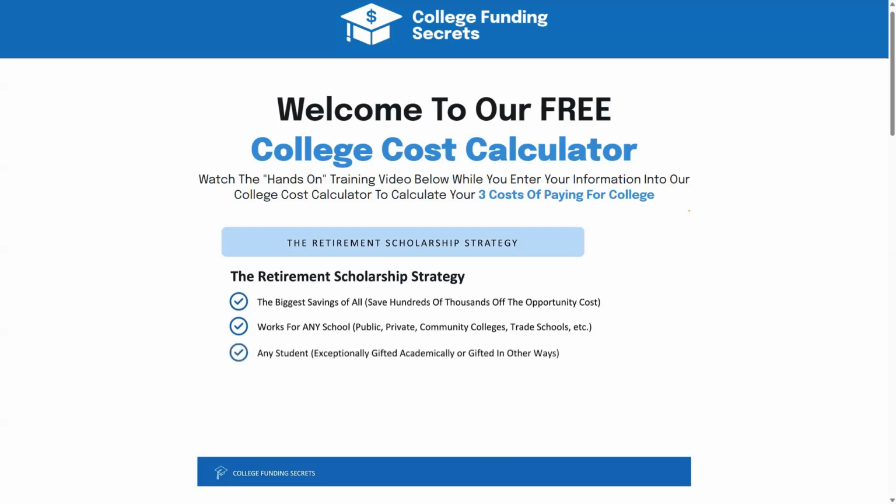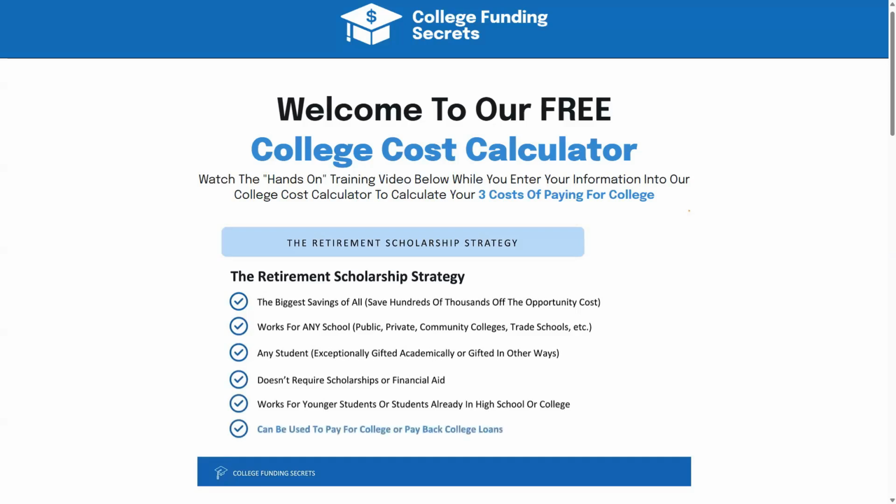It doesn't matter whether you have exceptionally gifted students or students that are gifted in other ways. And it doesn't require scholarships or financial aid. It applies to anyone. Also, it works for these younger kids that are just saving. Maybe you're just saving for your kids' college. Or it works for kids already in high school and no money saved, or even in college, because it can be used to pay for college directly, or you can use this strategy to pay back college loans.